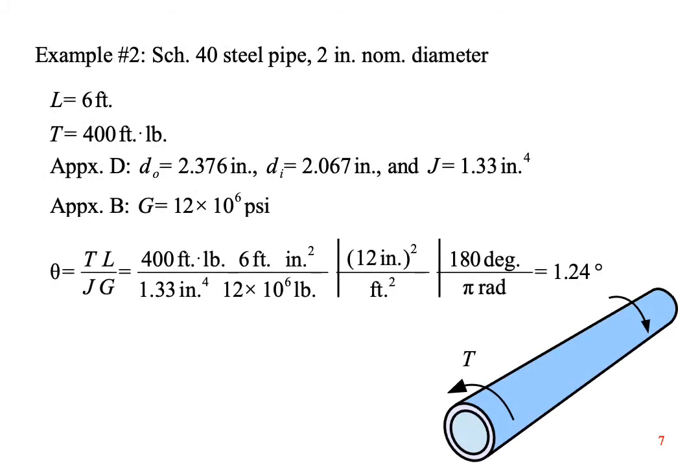In this example, we are twisting a 6-foot-long, 2-inch nominal diameter Schedule 40 steel pipe with a torque of 400 foot-pounds. We can find the dimensions of the pipe in Appendix D, including the polar moment of inertia. We can find the shear modulus, G, in Appendix B. Now we use the second of our two twist formulas, and we find that the angle of twist is 1.24 degrees.